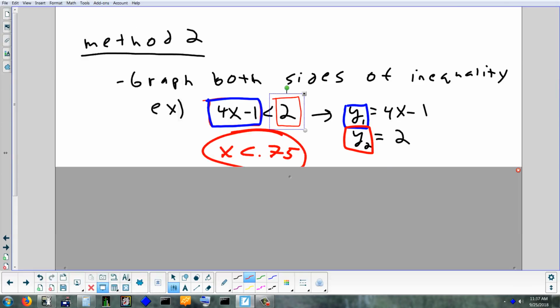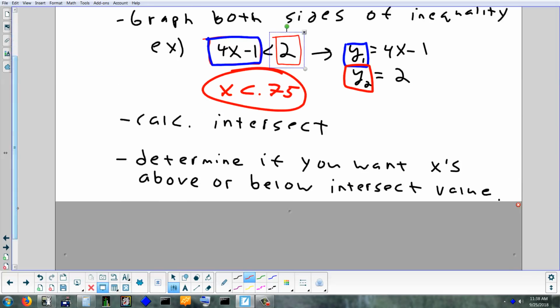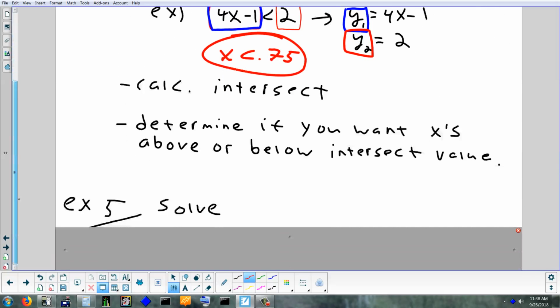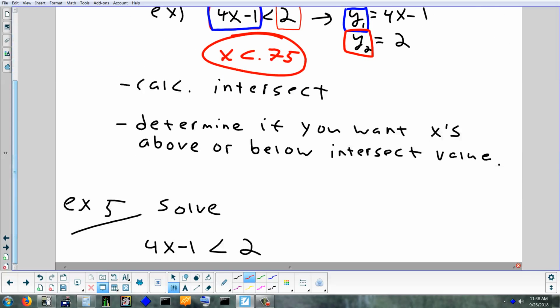So there's two different ways to do exactly the same thing. Get it equal to 0, or get 0 on one side and do a root, or leave it the way it is and just do an intersect. Either way. So we just did that. Find the intersect and then determine if you want the values above or below the intersection value. Okay, so I already did that, so we won't do that. Questions on how to solve an inequality with this method? Okay, use whichever one you want.